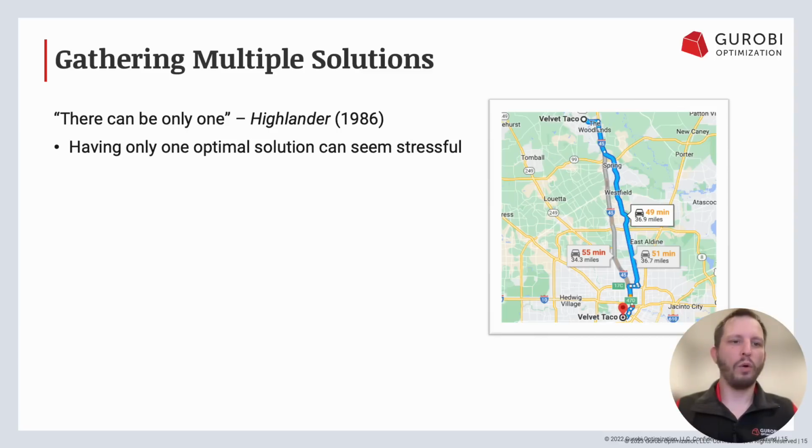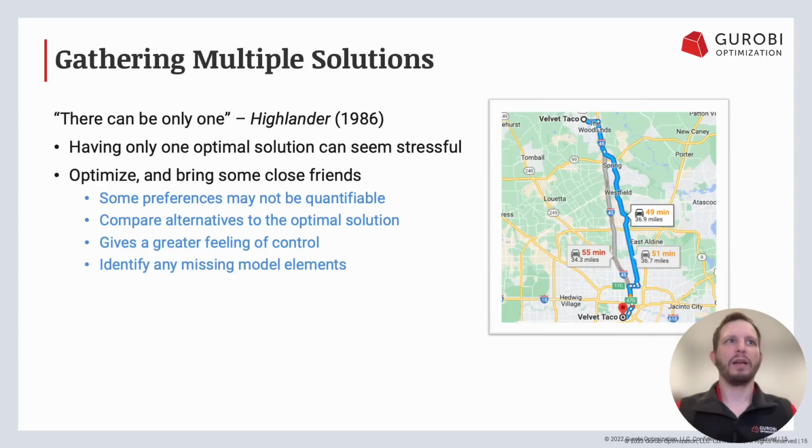So having only one optimal solution, one route, or one plan of action can seem pretty stressful. So it may be a good idea to optimize, but bring in some really close friends of that optimal solution. This is important because some preferences, you may not even know what they are, or they may not even be quantifiable. And you may want to compare alternatives to the optimal solution and see, hey, if I let this slip a little bit, what does that even open up for me?